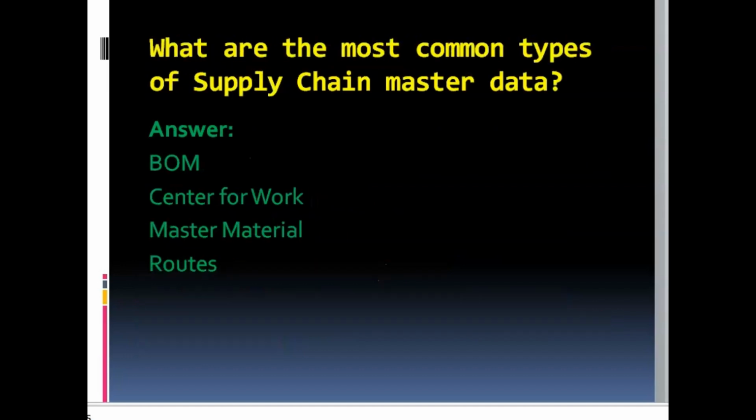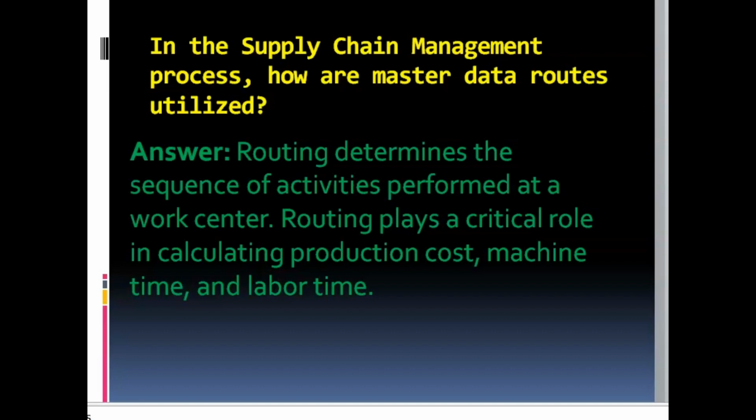What are the most common types of supply chain master data? Answer. BOM, work center, material master, routes. In the supply chain management process, how are master data routes utilized? Routing determines the sequence of activities performed at a work center. Routing plays a critical role in calculating production cost, machine time, and labor time.